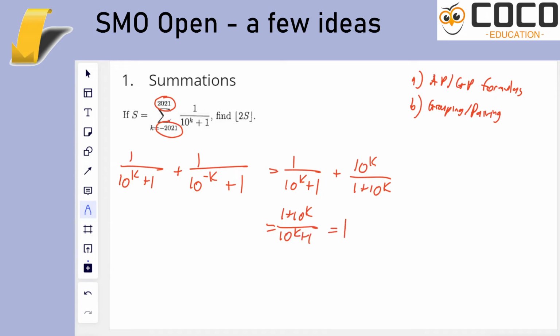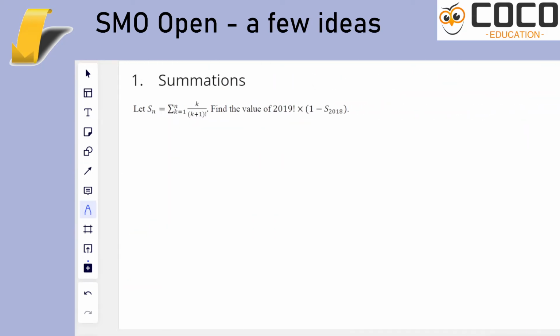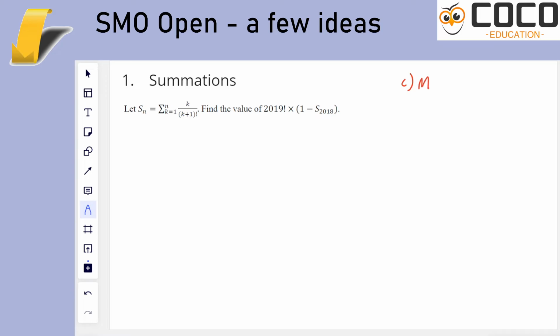Each pair adds up to 1, and so you have got 2021 pairs. And don't forget that k equals 0. k equals 0 gives you a half. Okay, so your answer is 4043. The floor of 2S has a redundant floor over here. It's just essentially 2S is 4043. So that's one way that we can handle these summations. The other is going to be your method of difference.